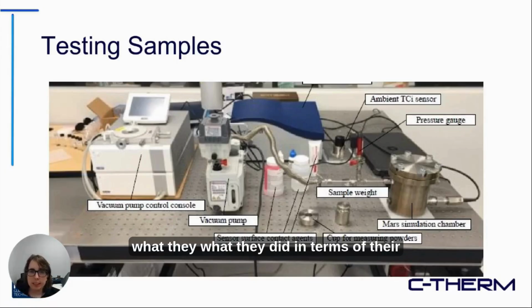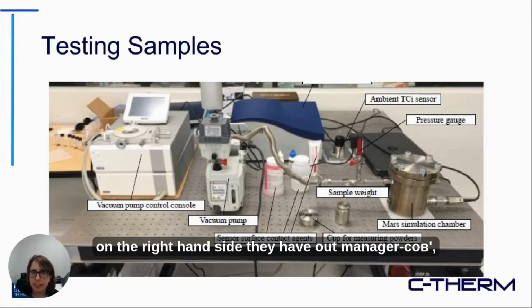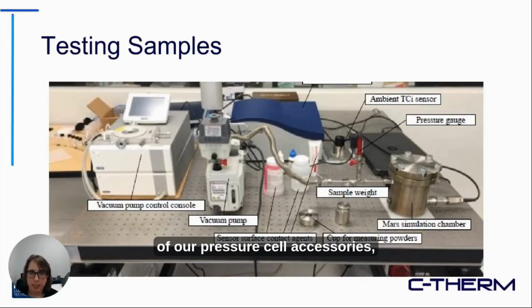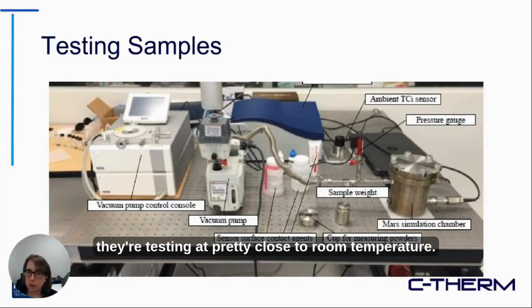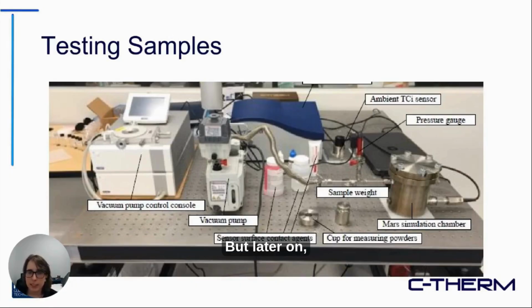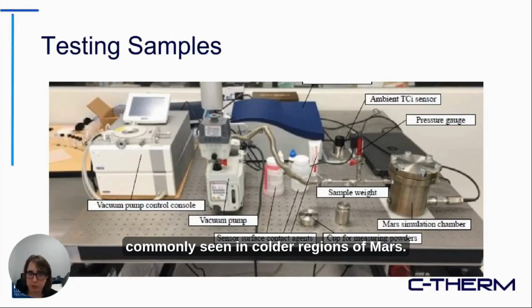So what they did in terms of their experimental setup, on the right hand side, they have one of our pressure cell accessories, which they've called their Mars simulation chamber, which is a term I love. And so what they used this for was containing the sample in an environment that closely mimics the environment of Mars. So in this case, they're testing at pretty close to room temperature. But later on, they also have a thermal chamber to cool things down to temperatures that may be commonly seen in colder regions of Mars.